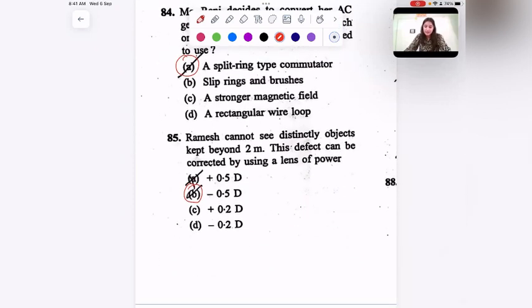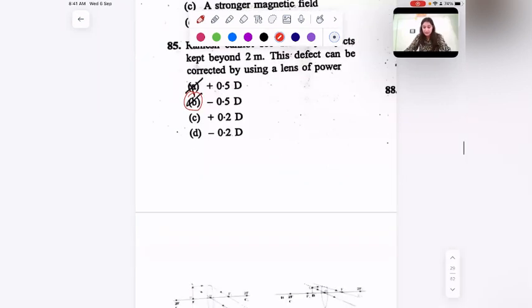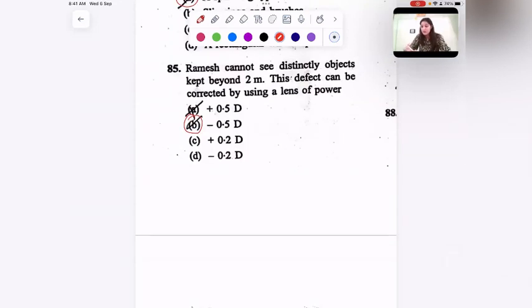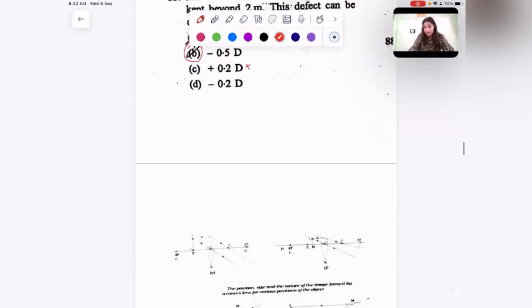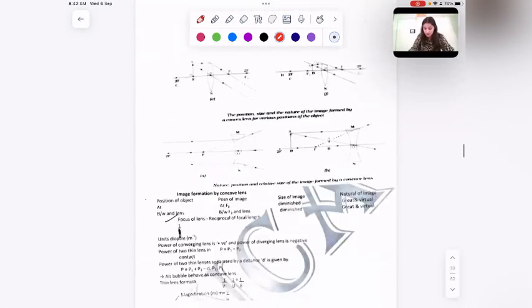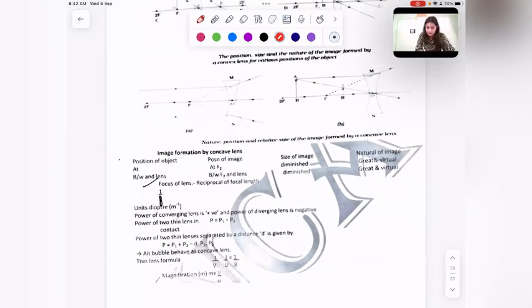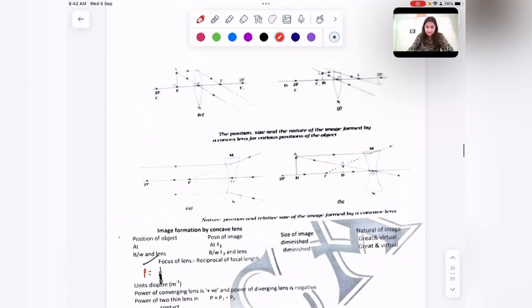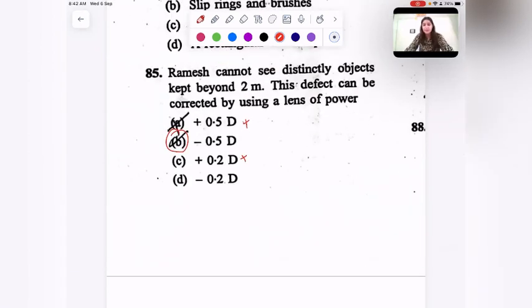Next, Ramesh cannot see distant objects clearly beyond 2 meters. This defect can be corrected by, first, it is nearsightedness condition, so it can be corrected by using a concave lens. Concave lens has negative power, and we know the formula for focal length and power. What focal length lens is to be used? So this is the formula for power, 1 by focal length. Answer is option B, minus 0.5 diopter.